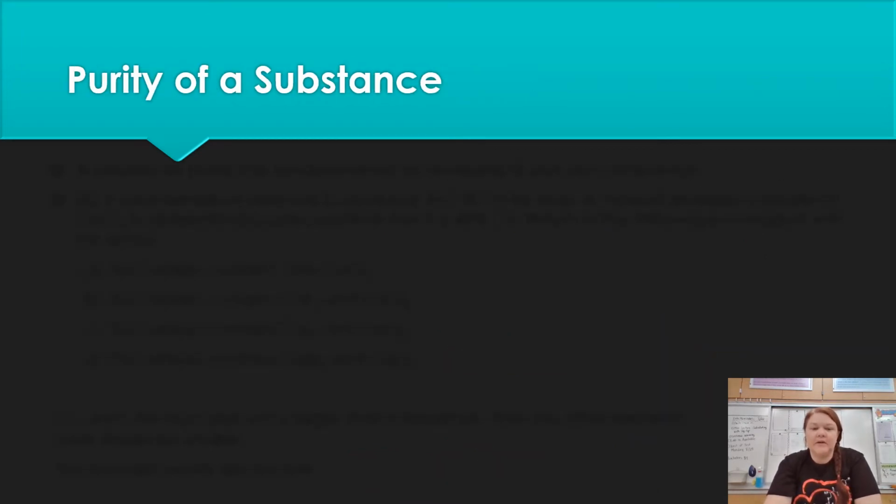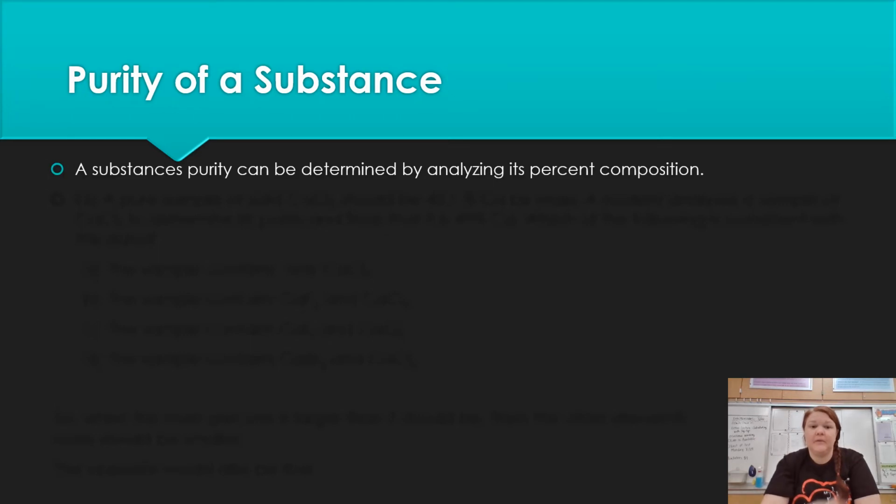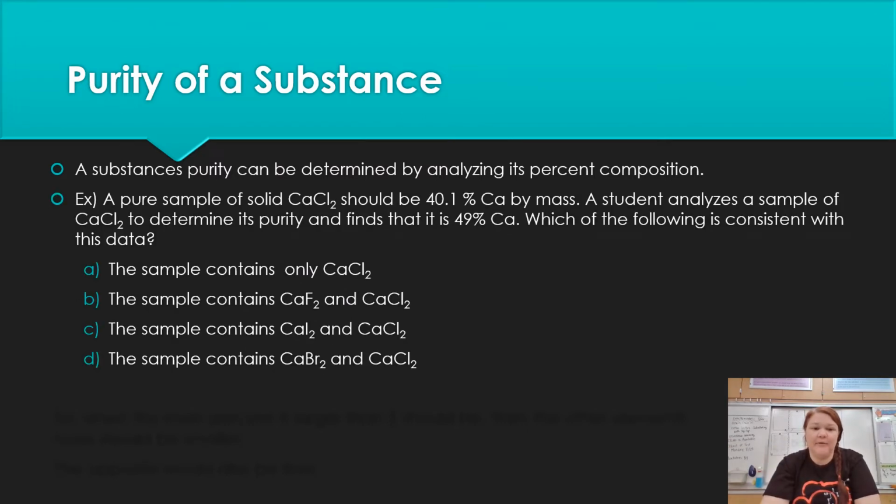All right, so we're going to take a look and continue with the purity of a substance. So how can we see if a sample we're given is just one thing, if it is pure, or if it has other contaminants in it? A substance's purity can be determined by analyzing its percent composition. So if we look at that chemical's percent composition, that can help us see if our sample is pure or not. So here's an example question.